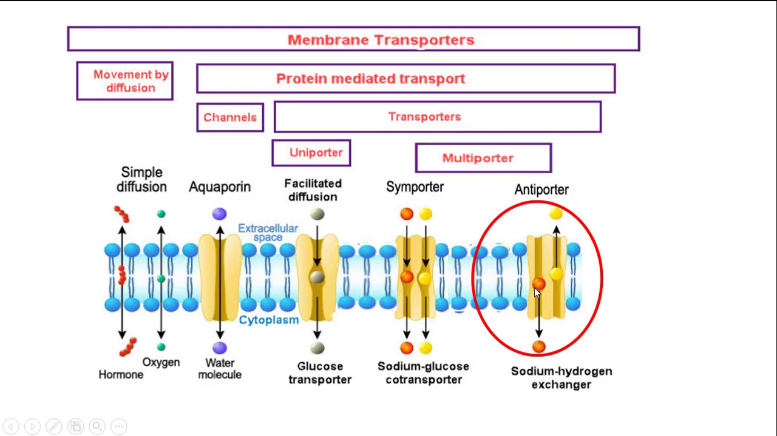Antiporters are capable of transporting two solutes in opposite directions. One very good example is the sodium hydrogen exchanger. This is a very important transporter by which reabsorption of sodium and secretion of hydrogen ion occur. And this exchanger is available within the proximal convoluted tubule.